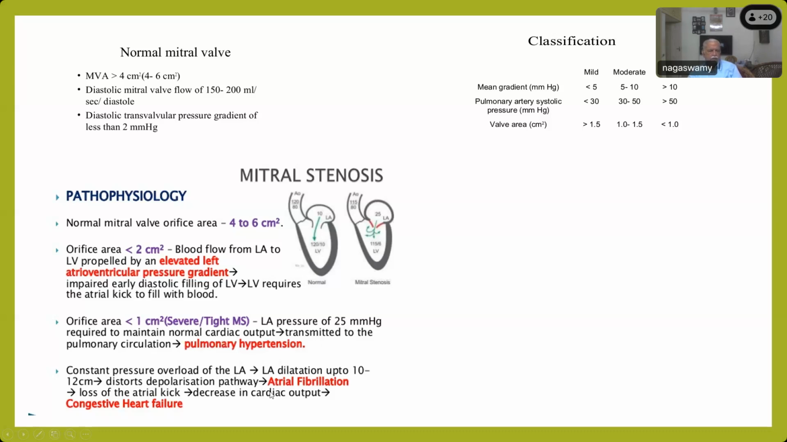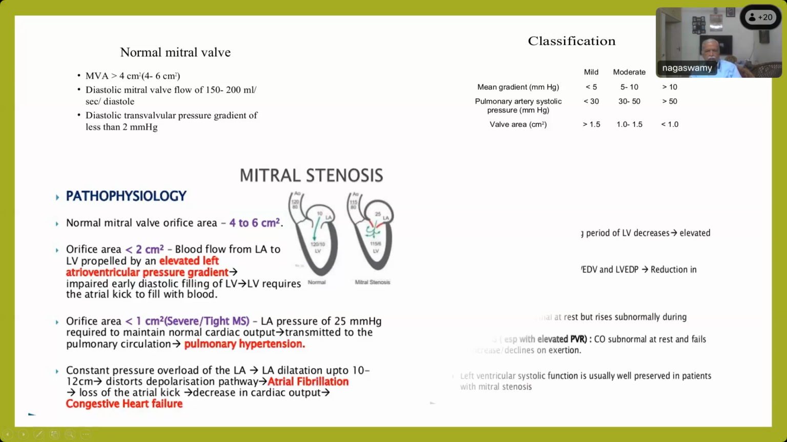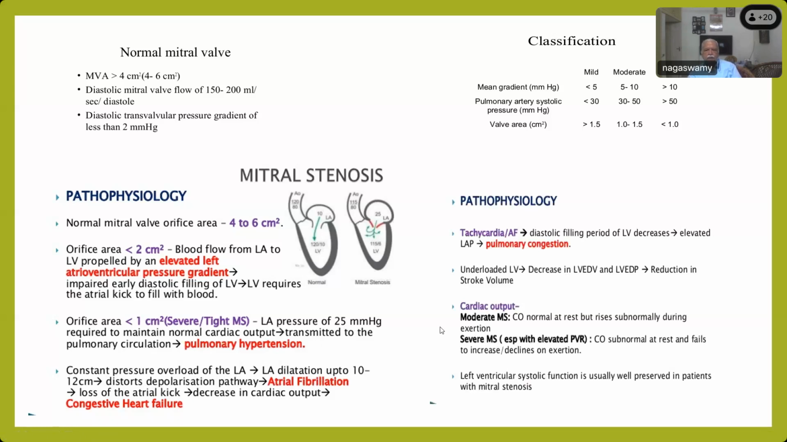And with this pressure load, the LA dilatation goes up to 10 to 12 centimeters. It distorts the depolarization pathway, which is the cause for atrial fibrillation as well as congestive heart failure, because the atrial kick is not there. And there is a tachycardia, which also causes atrial fibrillation. All these things reduce the diastolic filling of the LV and elevate the left atrial pressure, which results in pulmonary congestion. And this will lead to reduction in LV filling, which also leads to reduction in stroke volume and cardiac output.